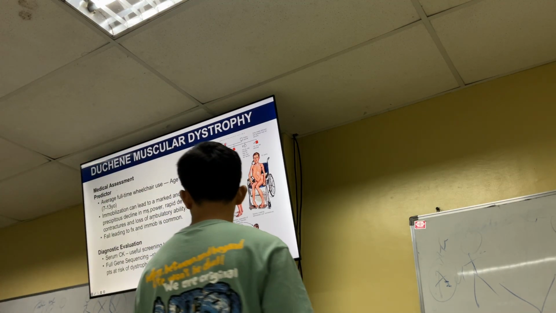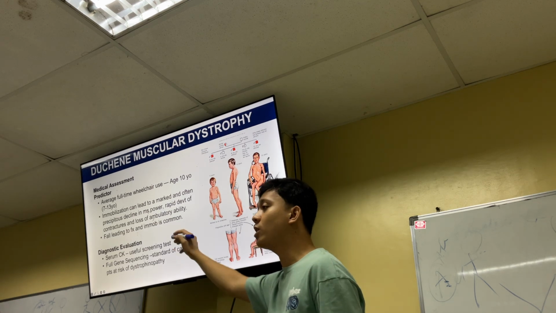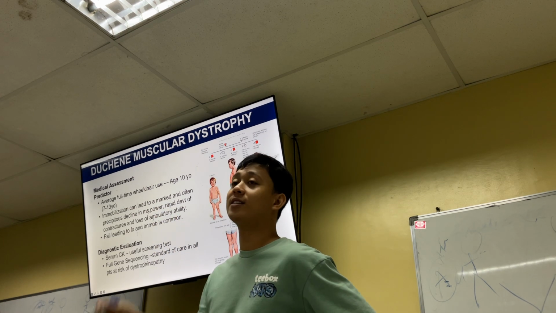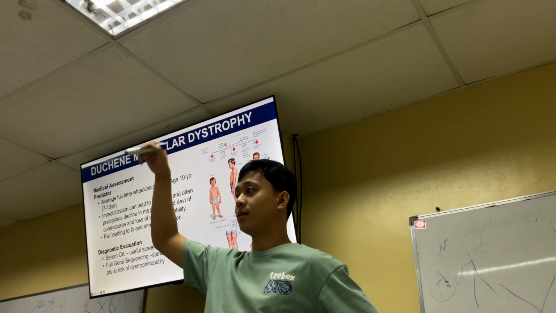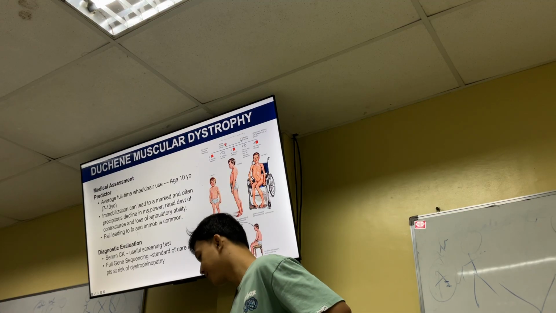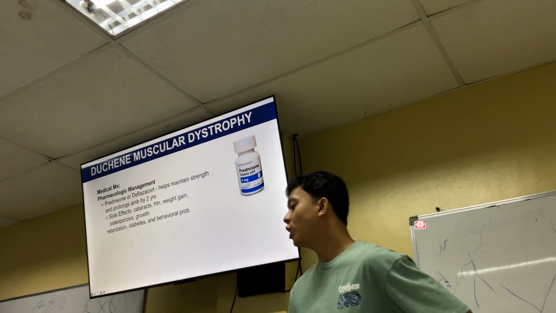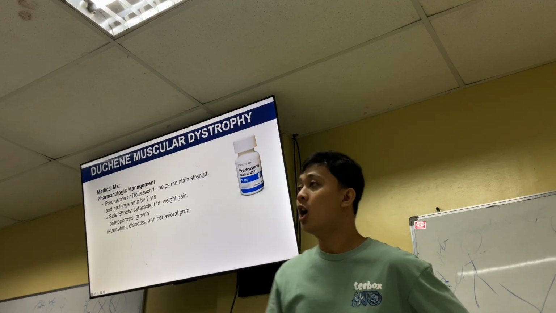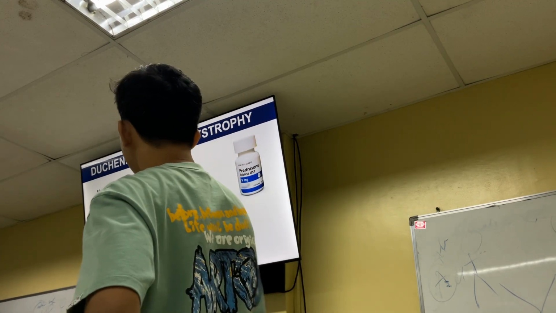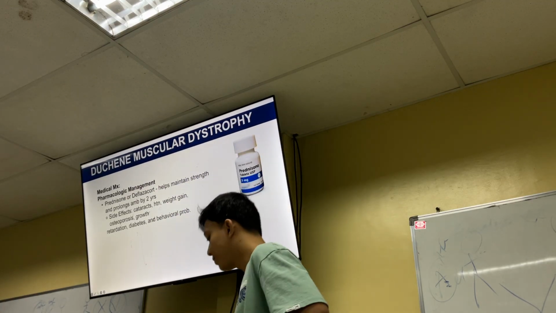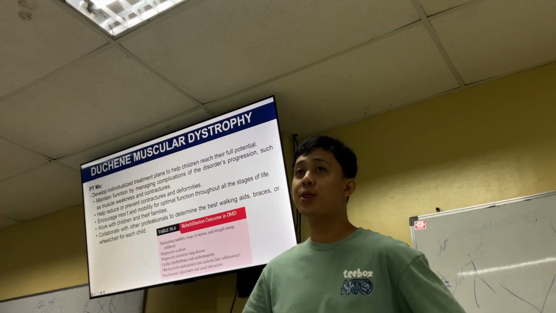Full gene sequencing, this one is the standard. It's because it checks the gene mutation of the patient. Again, what's the affected chromosome? 21. Okay. Pharmacological management: well, you can give medication in the form of prednisone or deflazacort, which helps maintain the strength of your muscle. And of course, physical therapy.